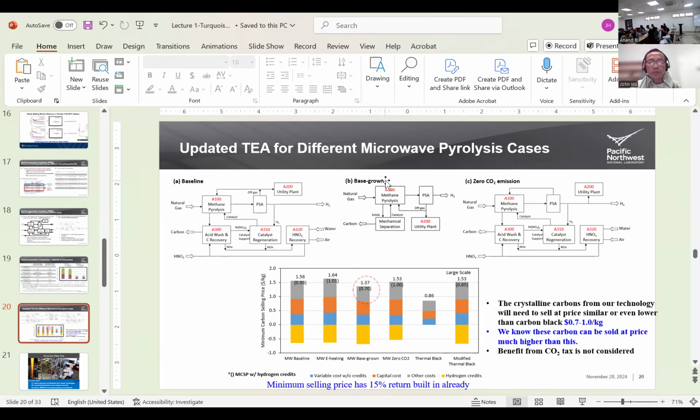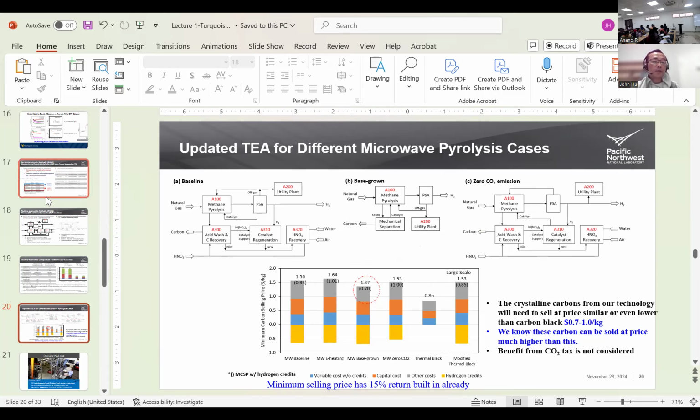Okay, so the base case, this is the base grown case. I will interpret the base grown. Base grown case means it's a different way to grow the carbon nanotube. Then there's a zero CO2 emission case, which I'm going to spend time on. What is a zero CO2 emission case? There's a true zero CO2 emission.